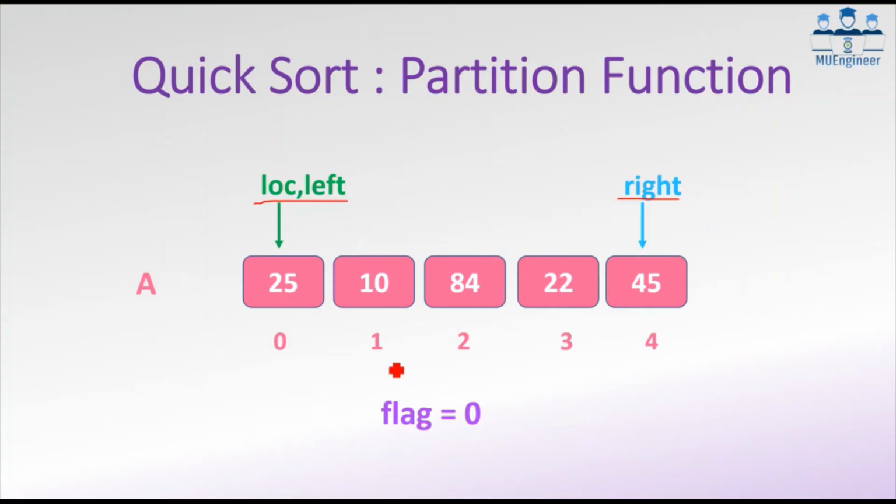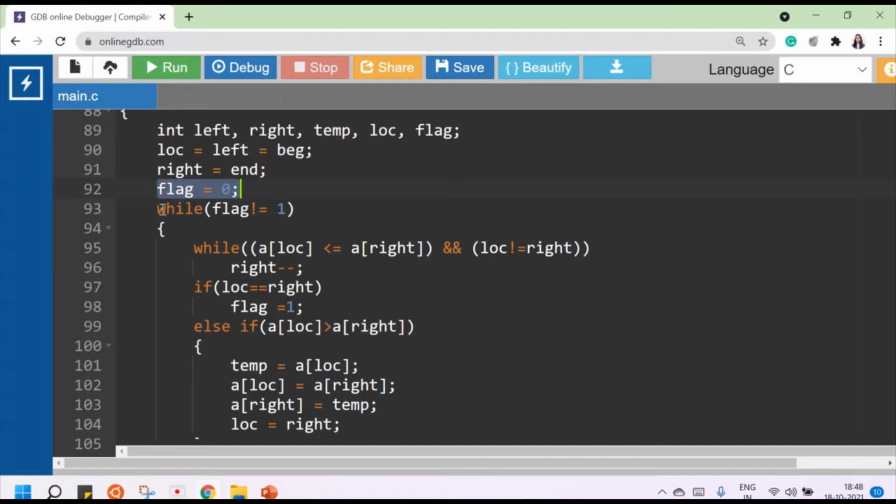While flag is not equal to 1. Whenever the flag turns 1, we have to stop the partition function. So till the time your flag is 0, we can run this loop. Now, while flag is not 1, that is flag is 0, we will first enter the while loop.